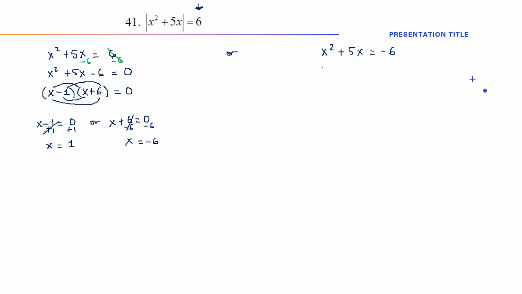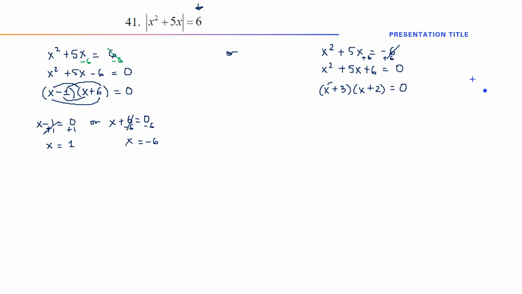Okay, so we try the same. x squared plus 5x equals negative 6, so x squared plus 5x plus 6 equals 0. It means we add 6 to both sides. Cancel that one. Now we use the AC method again. So now this time A times C is 6, not negative 6, right? So it will be 2 and 3, right? x plus 3 times x plus 2.